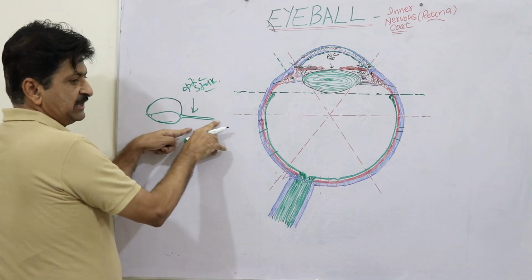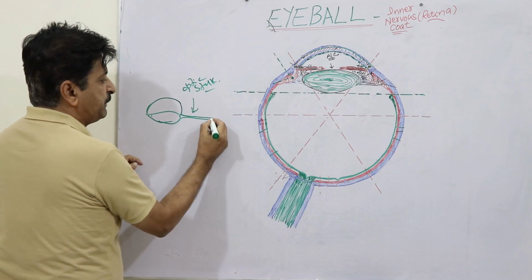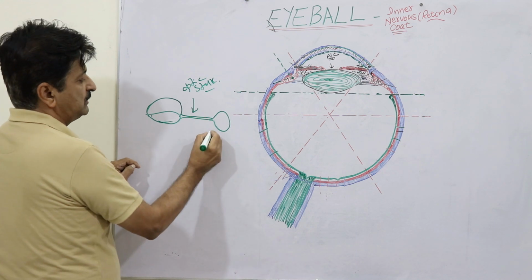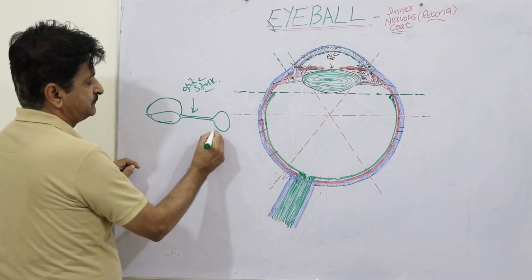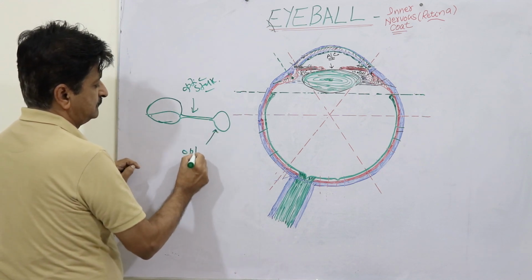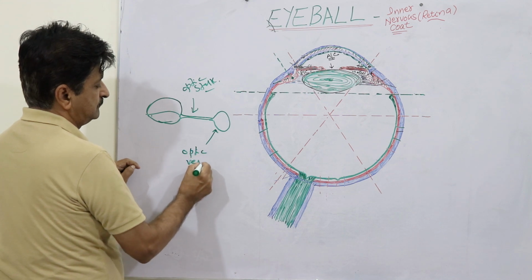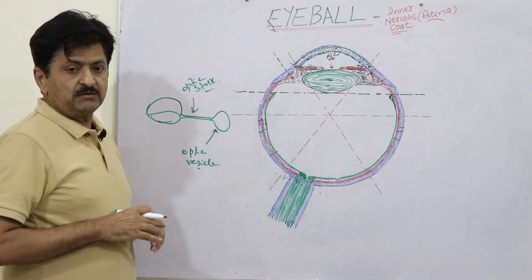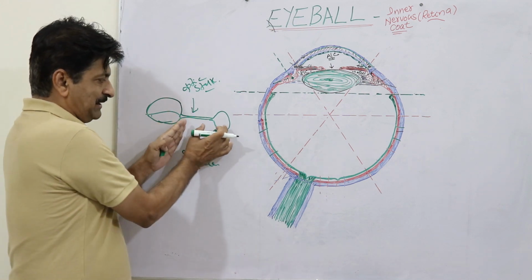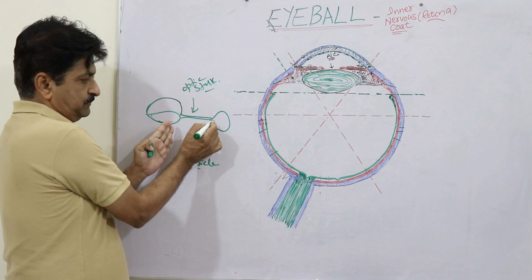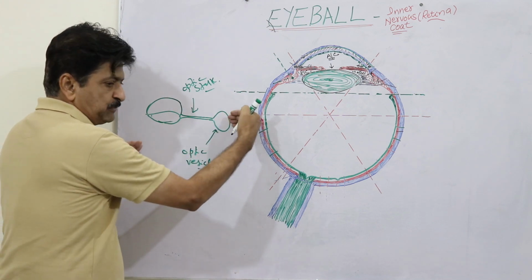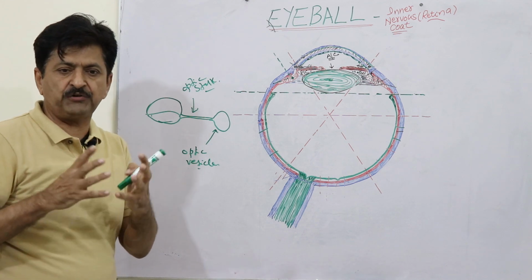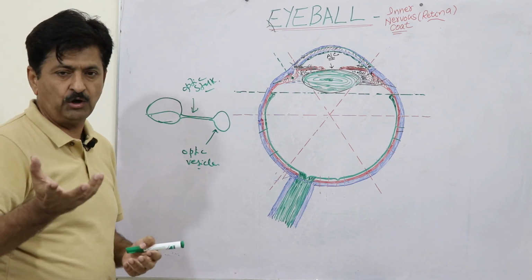At the most distal portion of the optic stalk, it bulges like this. You call it the optic vesicle. But this optic vesicle will not remain vesicular; it will in fact be compressed from the front, so that it will assume the shape of a cup. Now you can call it the optic cup.